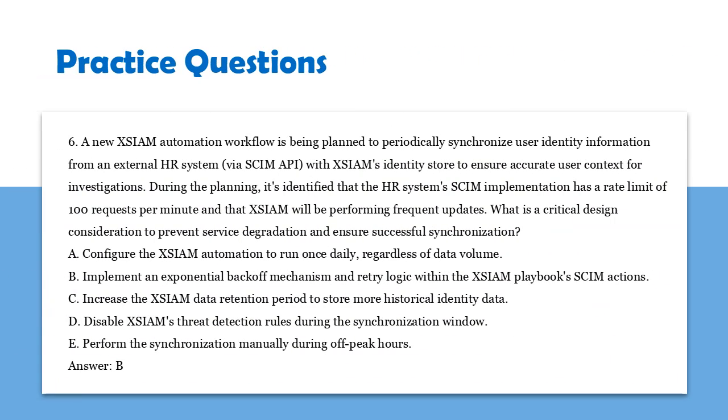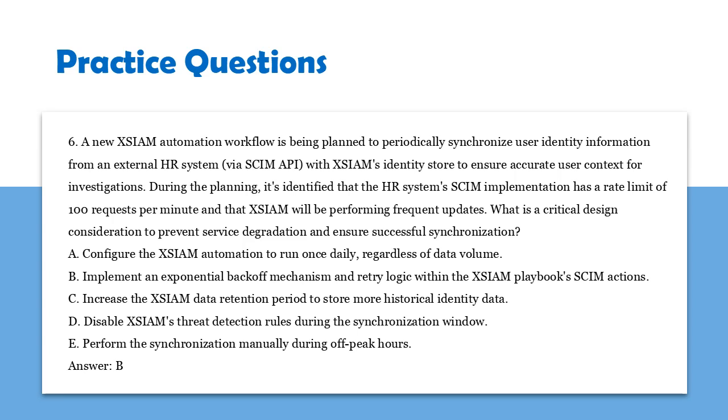6. A new XSIAM automation workflow is being planned to periodically synchronize user identity information from an external HR system via SCIM API with XSIAM's identity store to ensure accurate user context for investigations. During the planning, it's identified that the HR system's SCIM implementation has a rate limit of 100 requests per minute and that XSIAM will be performing frequent updates. What is a critical design consideration to prevent service degradation and ensure successful synchronization?